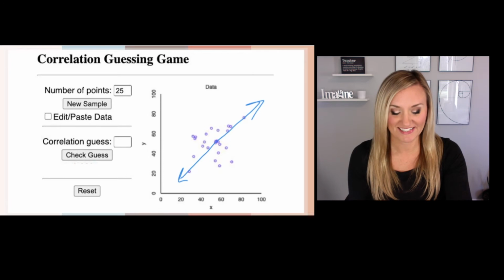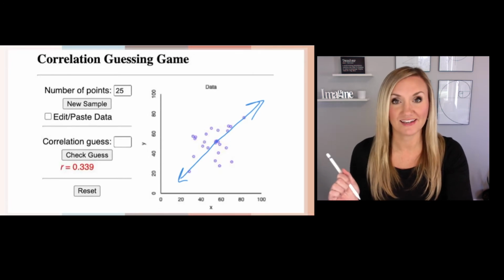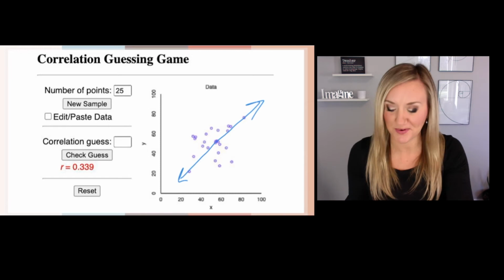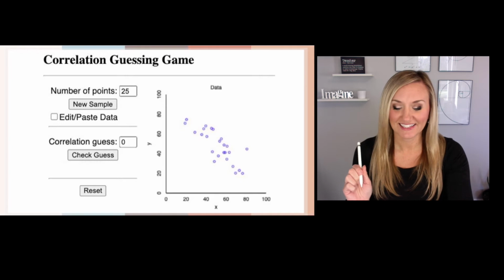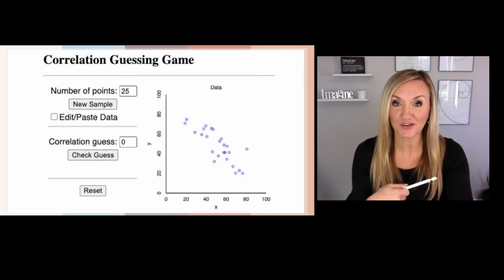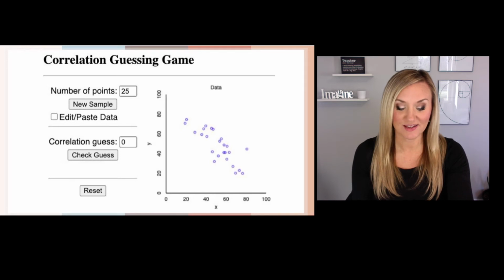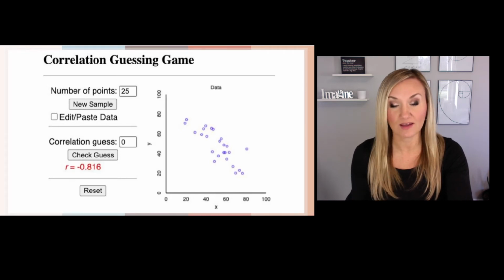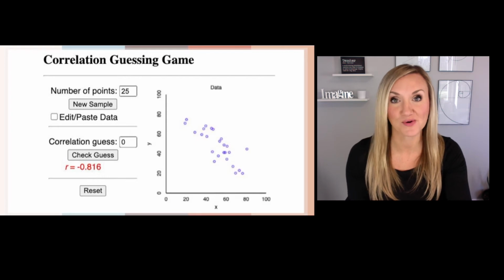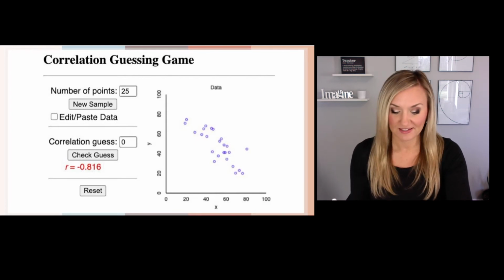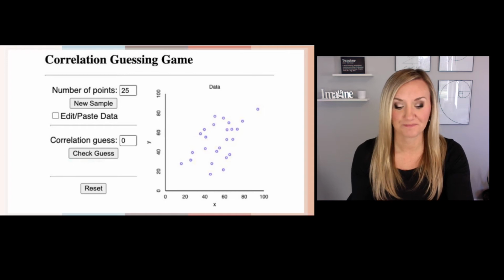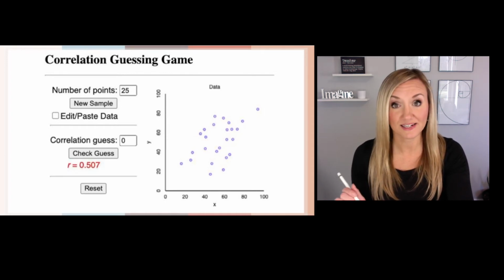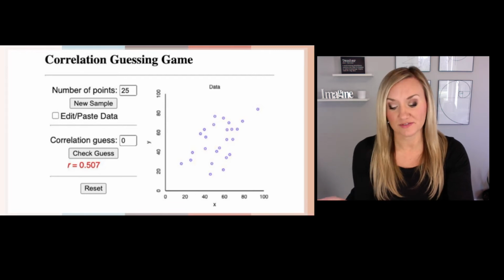Okay, you ready? 0.339. Not bad, not bad. Okay, let's do a couple more. Definitely negative, right? Maybe stronger than the last one? Let's see, 1, 2, 3. Negative 0.816. Definitely stronger than the last one for sure. Okay, let's try one more. Do you have an idea? Positive, right? And this one's about 0.507.